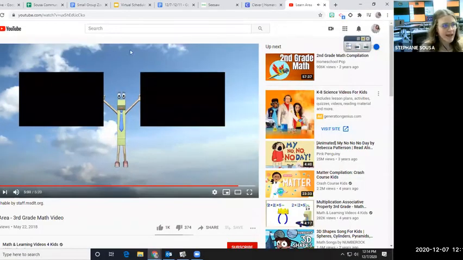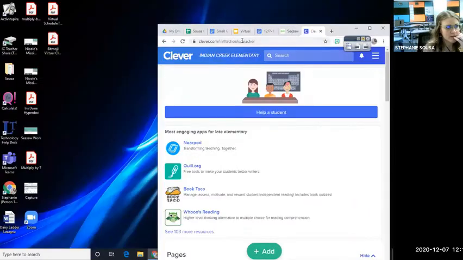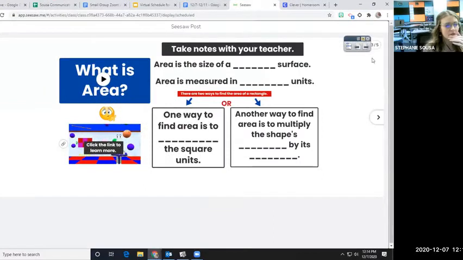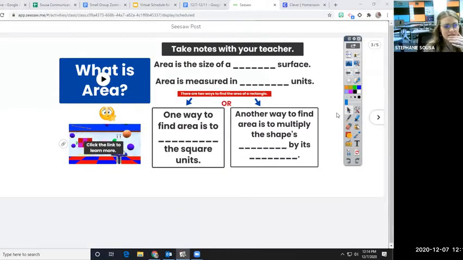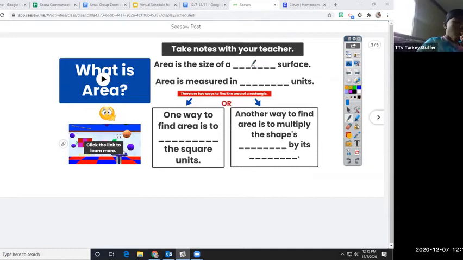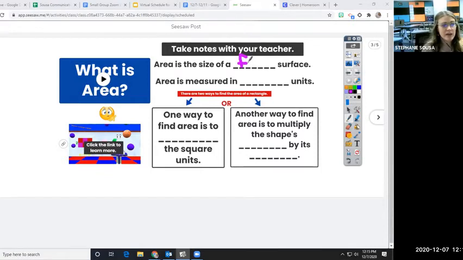Alrighty, so area. Let's come back to those notes and see if we can figure out what we were supposed to fill in the missing blanks. When you are finding the area, it is the size of what kind of surface? Equal. It's going to be flat, like a level playing field, so straight across. So area is the size of a flat or an even surface. It's not 3-dimensional, it's 2-dimensional, it's flat.